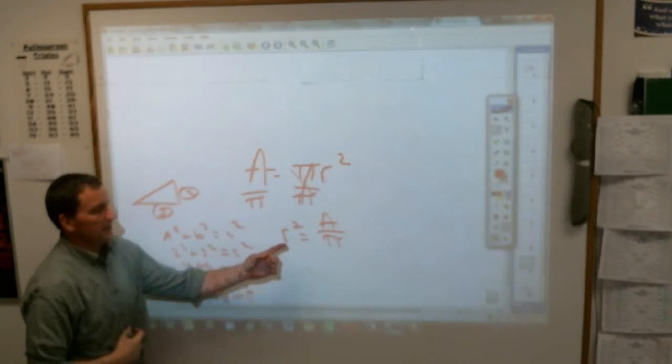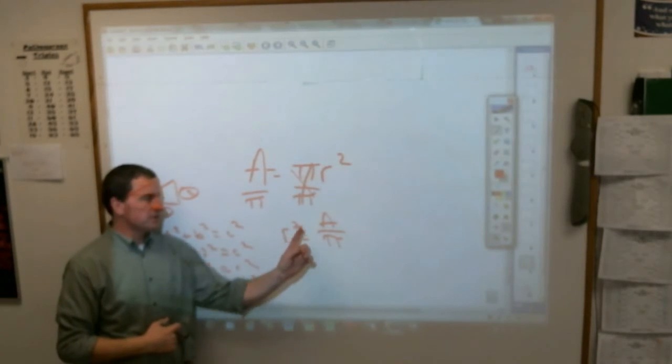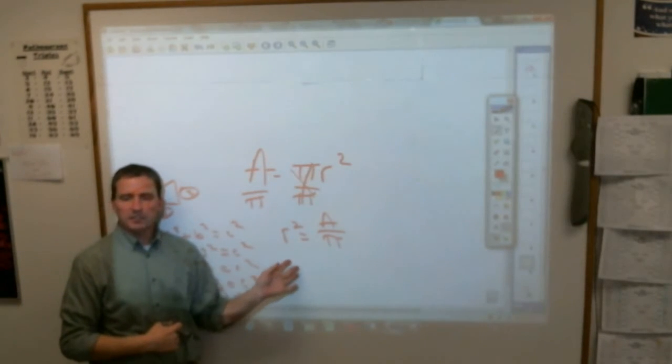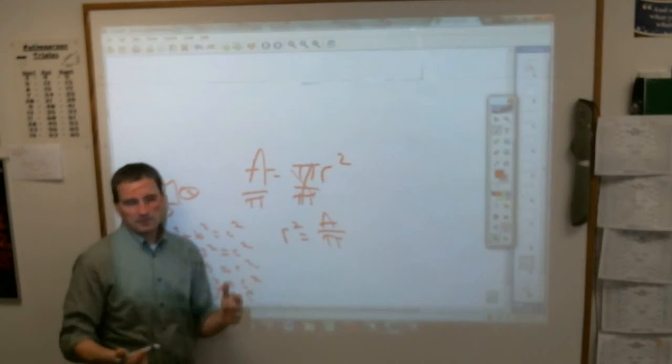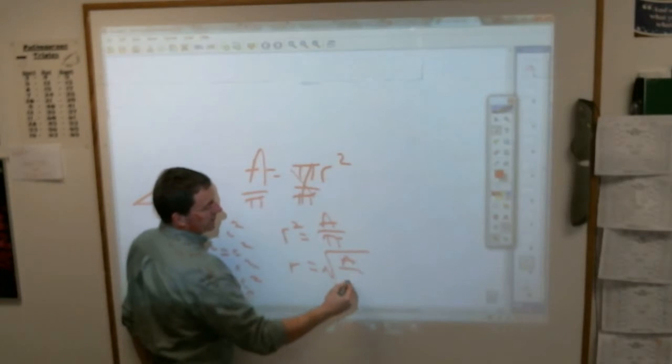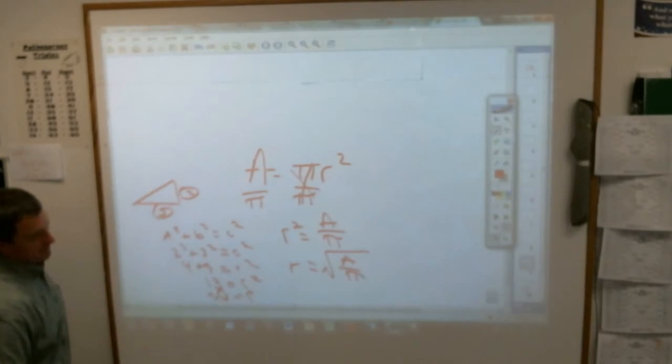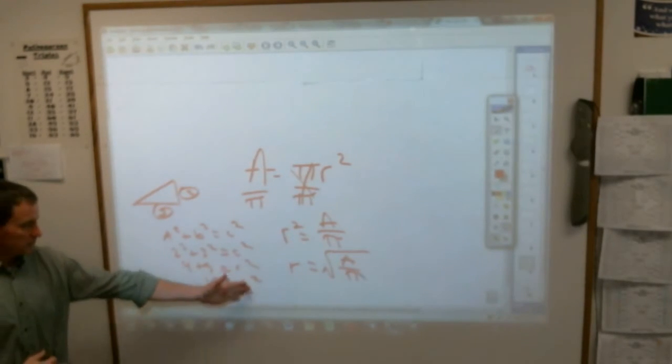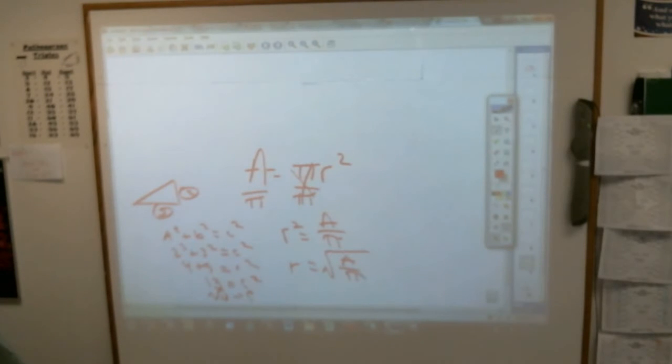Why is that different than this? R squared equals a over pi. R equals the square root of a over pi. It's the same thing. You did the same thing in each one of those. You take the square root of those. Boy, that's exciting, isn't it? Hold on a second. I'm not done yet.